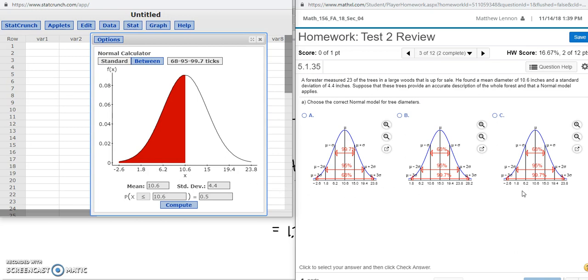And so the one we can toss out immediately is B, because the middle is 15 and the mean is 10.6, so it should be there. And then if we're trying to distinguish between A and C, C has 99.7% of the observations occurring between 1 below and 1 above, and we know that's wrong. 99.7 needs to go from 3 below to 3 above. It should be 68 within 1 standard deviation of the mean. So the correct answer here is C.